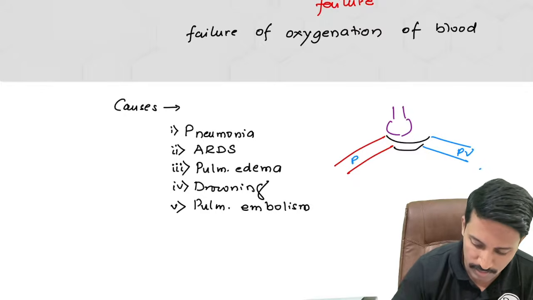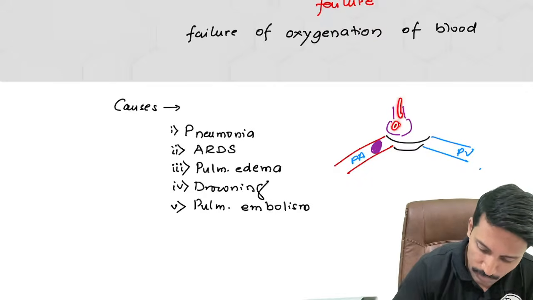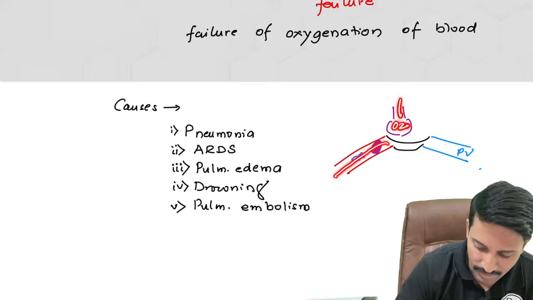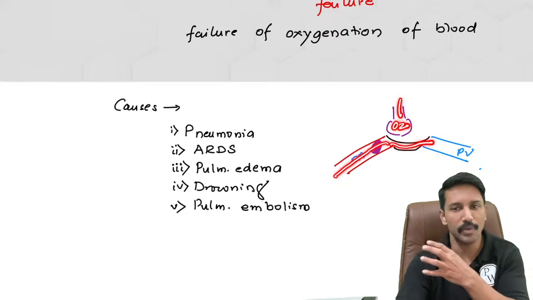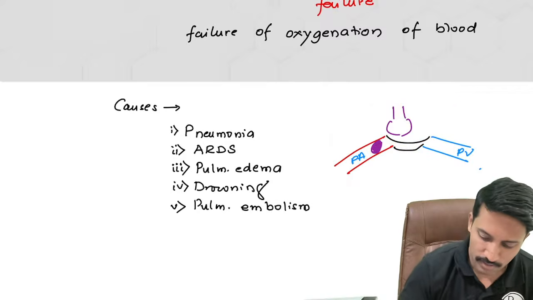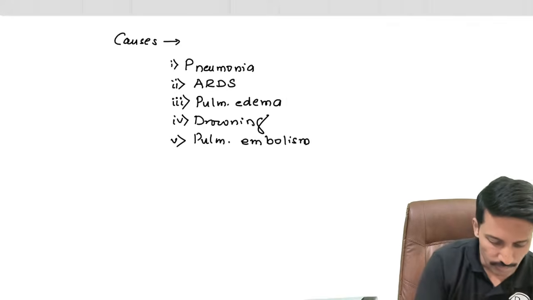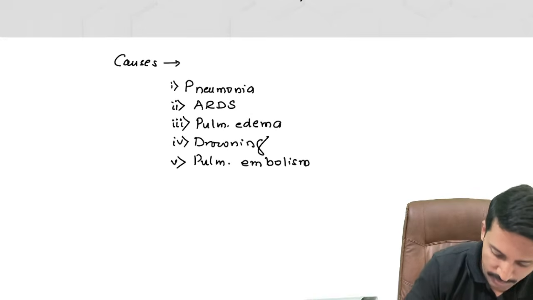This is pulmonary vein, this is pulmonary artery. If there is embolism and a clot gets lodged here, then even if oxygen comes to the alveoli, blood is not going to take that, right? So it will remain deoxygenated. So even pulmonary embolism can cause hypoxia. So these are the common causes. Then we have type 2 respiratory failure.